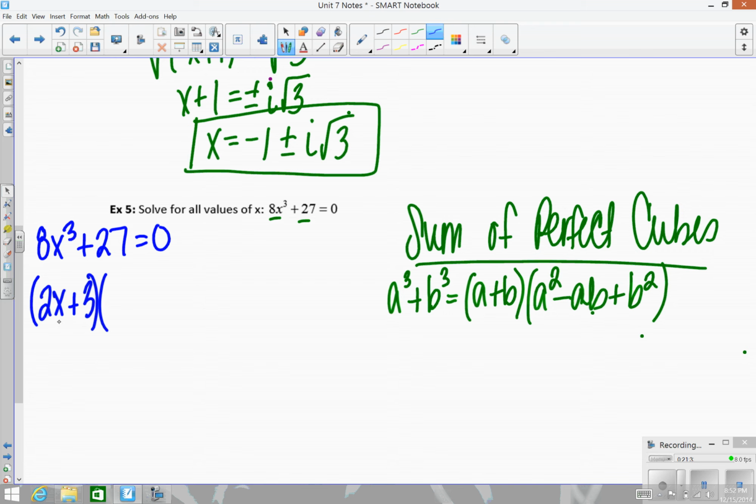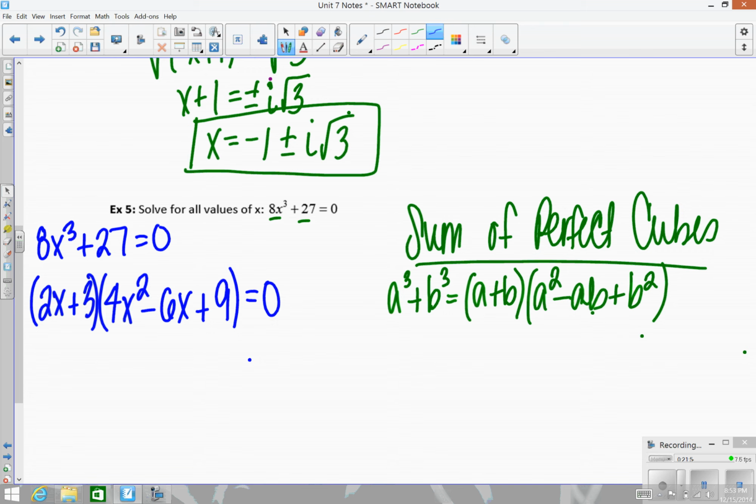So I square the first term. So squaring 2x, square 2, you get 4. Square x, you get x squared. You switch the sign, multiply the two. So 2x times 3 is going to be 6x. And then you square the last term. So 3 squared gives me 9 equals 0.